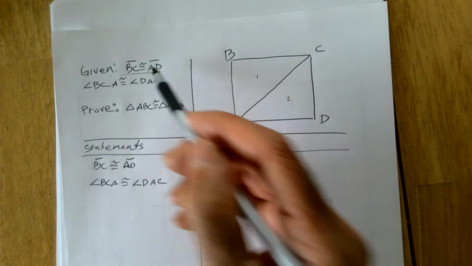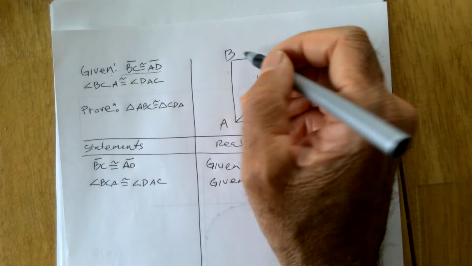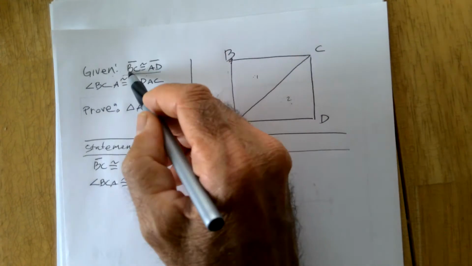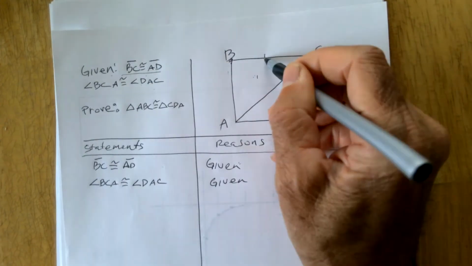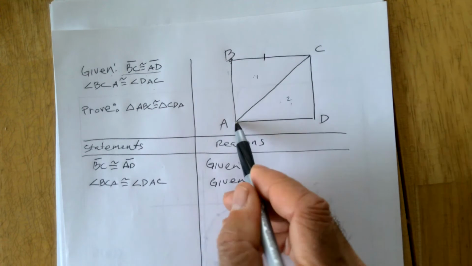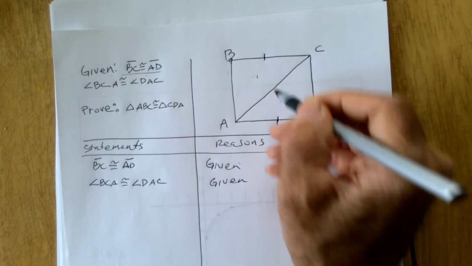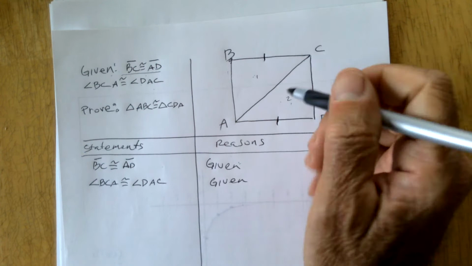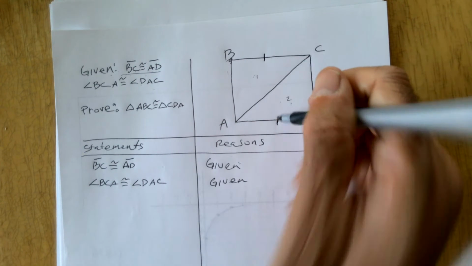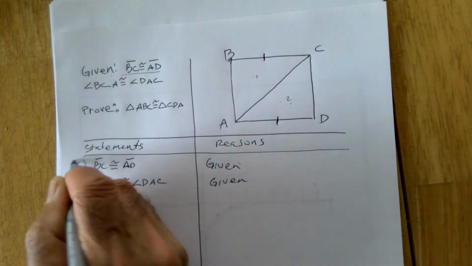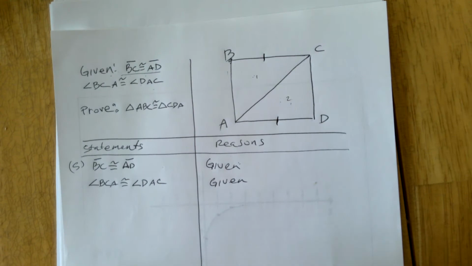Go ahead and mark it up here. So BC, that's from here to here. It starts at B, ends at C. That's this line segment. And AD goes from A to D. That's this line segment. So I'm going to make my congruence markings so that I can keep track of things. So this right here goes aside.